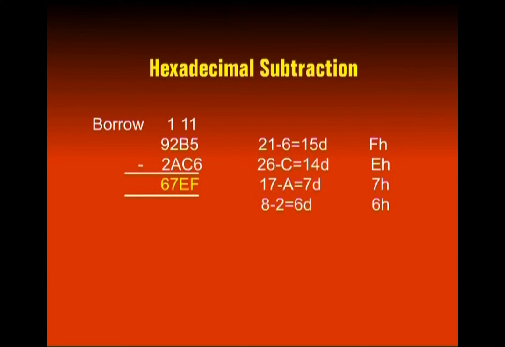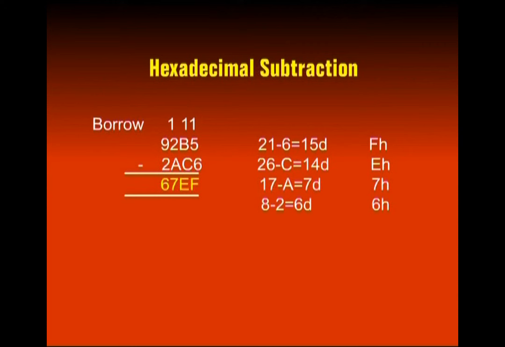Now consider subtracting C from B. Remember, we had borrowed a 1 from B, so it has reduced to A. Now, C is larger than A, so you have to borrow another 1 from the next higher digit. So when you borrow a 1, 16 plus A becomes 26 in decimal. So you are trying to subtract C, which is 12, from 26. The answer in decimal is 14. This is represented as E in hexadecimal.